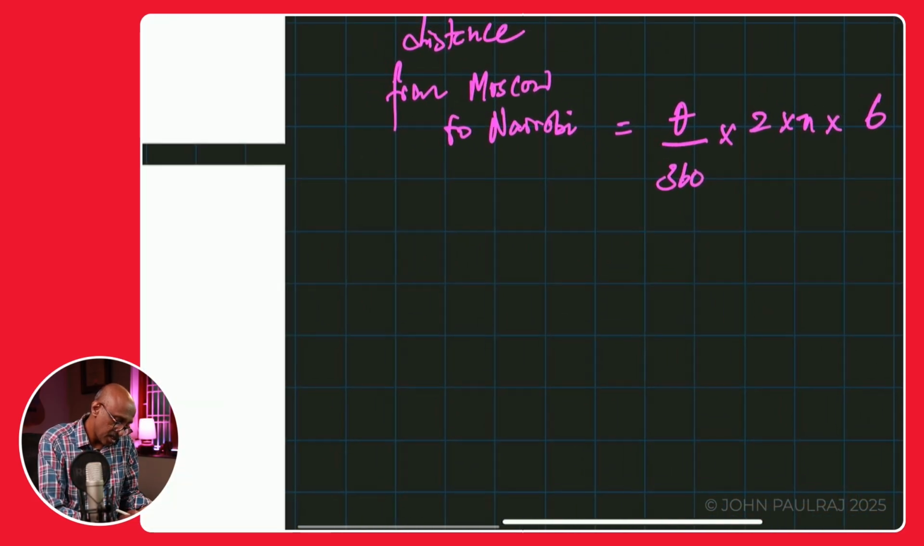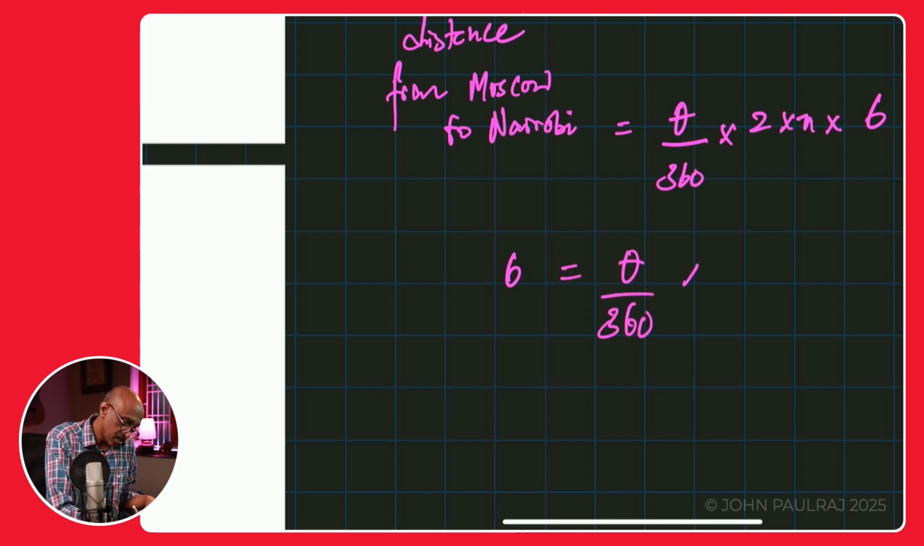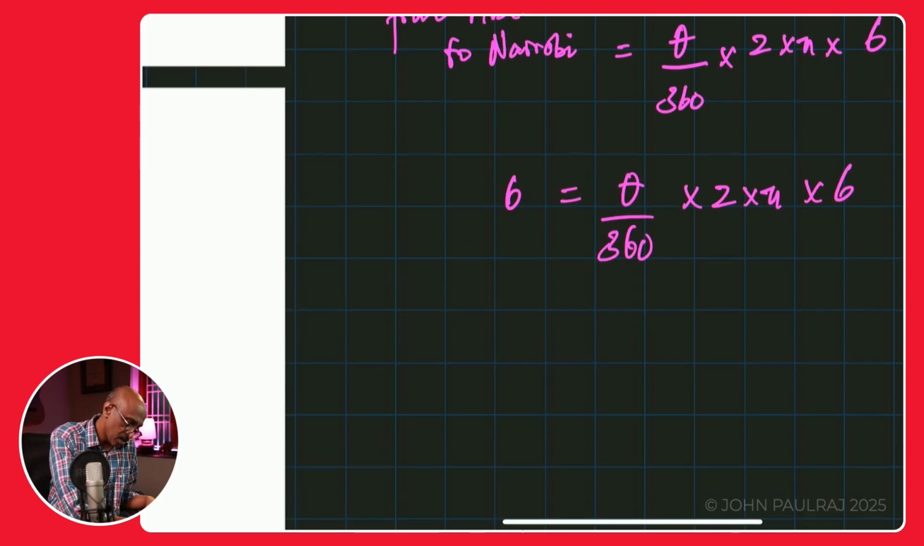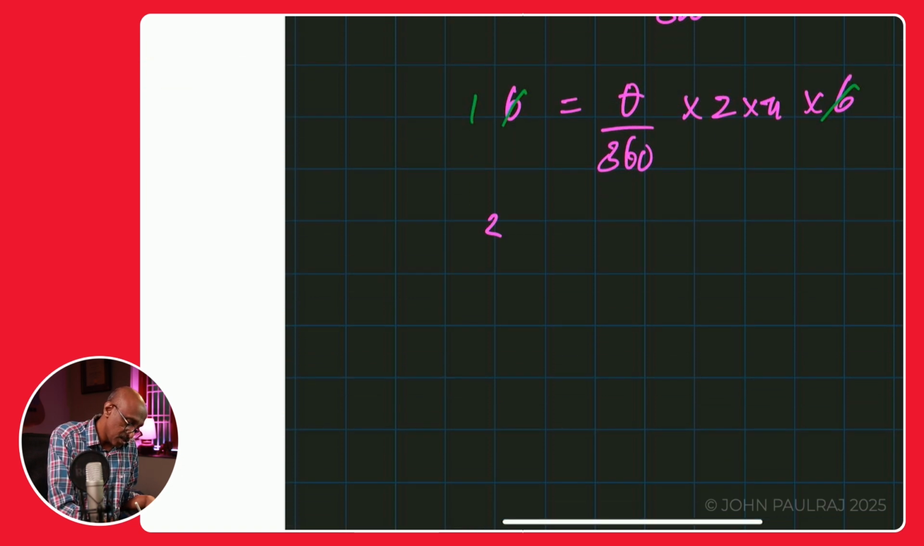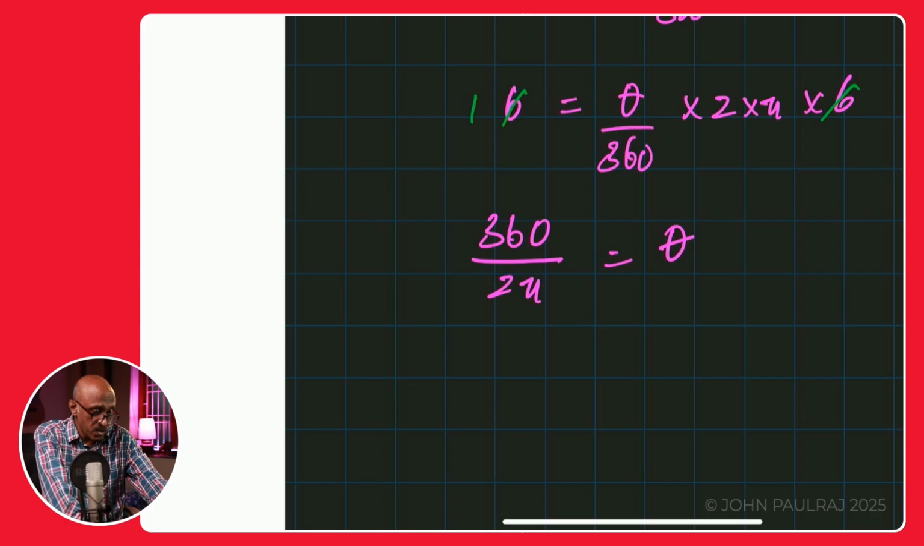Okay. This is 6,000, but we're writing this as 6. And that is theta over 360 times 2 times pi times 6. So what is this going to come out to? The 6's are gone. 6 and 6 will cancel. That's 1 here, by the way. So the angle theta is just 360 over 2 pi. That's your theta. Okay, so let's just work this on the calculator.